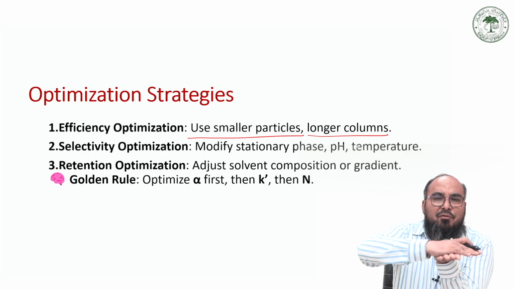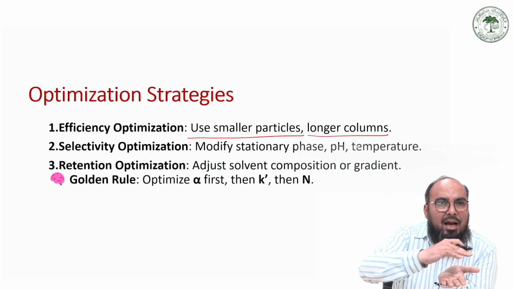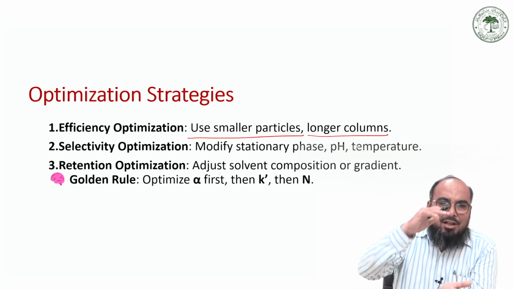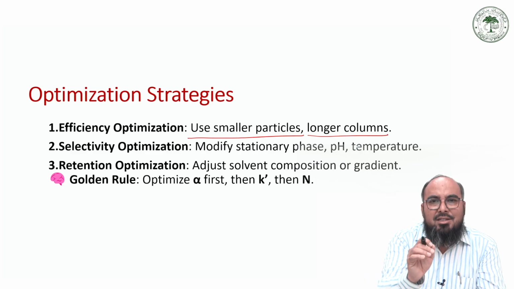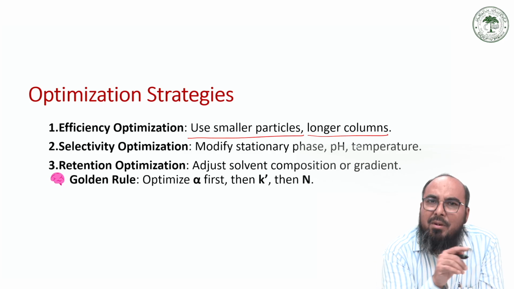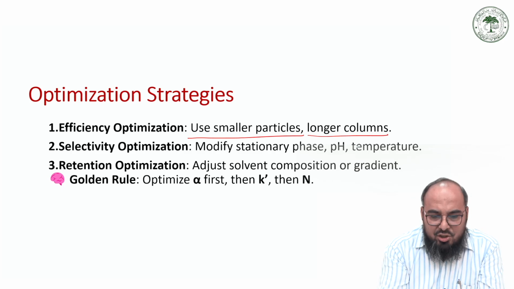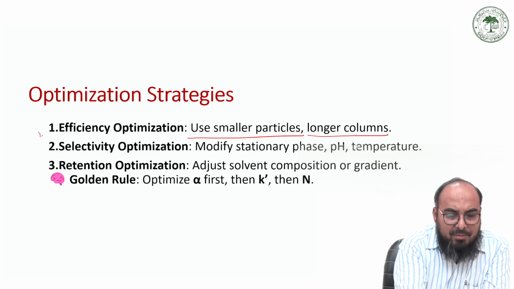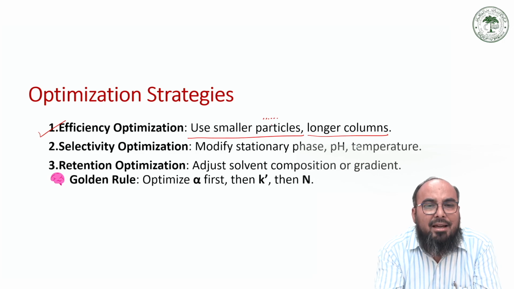They are packed very efficiently, and because of the efficient packing, lambda and gamma can be minimized. Once you minimize them, the total, that is A plus B upon U plus Cu, can be minimized, and H can be minimized. The moment you minimize H, you will have a better resolution. So efficiency optimization can be done by using smaller particles. You have to use particles as small as possible, so that you can have a very good uniform packing.